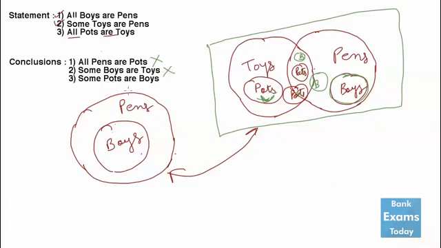Some pots are boys. There is a possibility, but this can't be concluded. If the situation is something like this, if the circle pot is here, and the circle boy is here, then this conclusion is not followed. So none of the conclusions are followed.